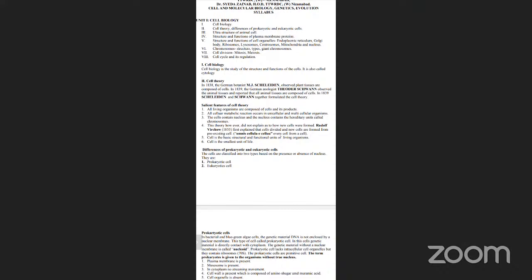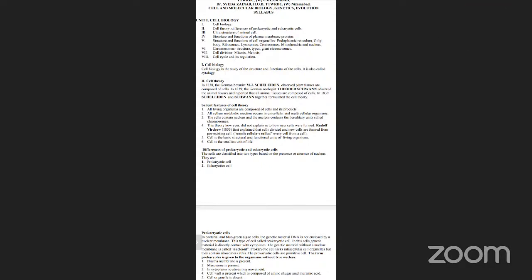We are using only two words: the structural aspects and the functional aspects of the cell. That is called cell biology. Before we go to the structural and functional aspects, we learn the introductory part of cell biology.